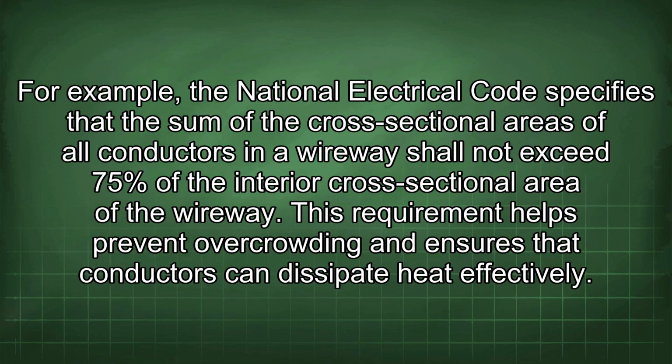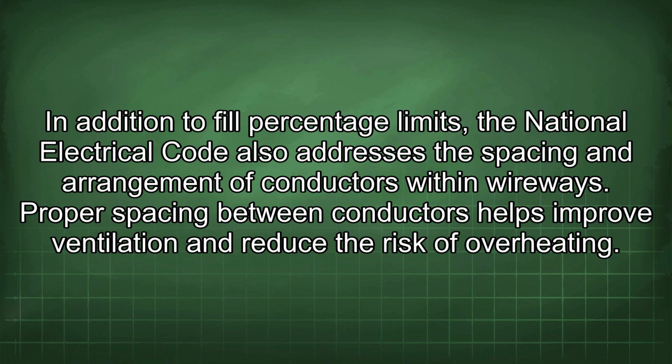For example, the National Electrical Code specifies that the sum of the cross-sectional areas of all conductors in a wireway shall not exceed 75% of the interior cross-sectional area of the wireway. This requirement helps prevent overcrowding and ensures that conductors can dissipate heat effectively. In addition to fill percentage limits, the National Electrical Code also addresses the spacing and arrangement of conductors within wireways. Proper spacing between conductors helps improve ventilation and reduce the risk of overheating.